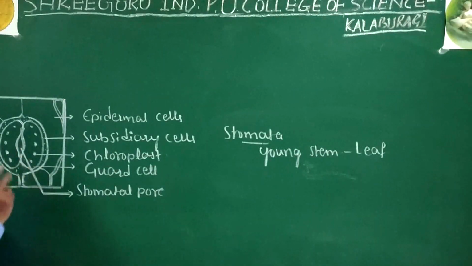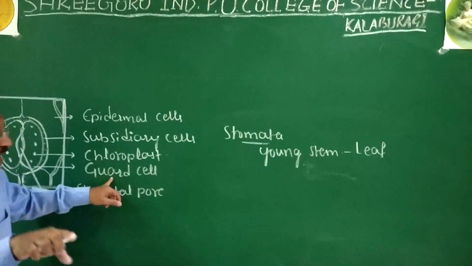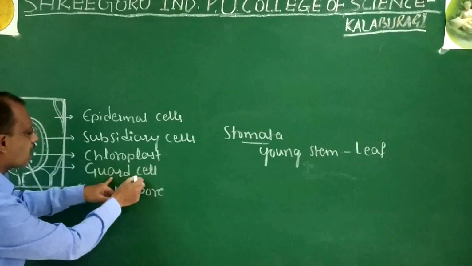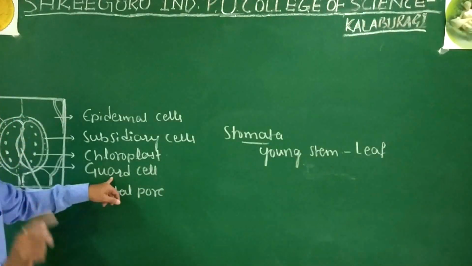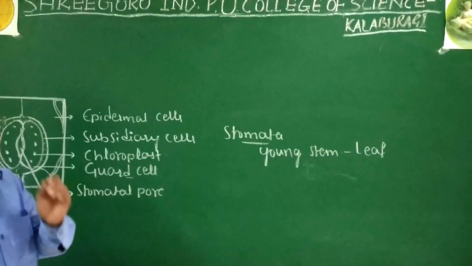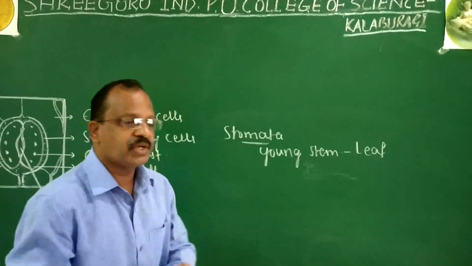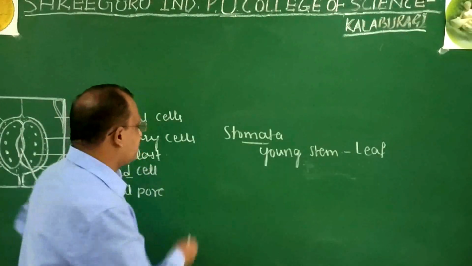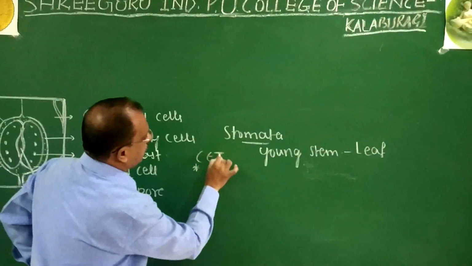Stoma is surrounded by two highly specialized modified parenchyma cells known as guard cells. Guard cells are kidney shaped in case of dicot, dumbbell shaped in case of monocot. Please remember this point for CET purpose. We'll repeat the matter.